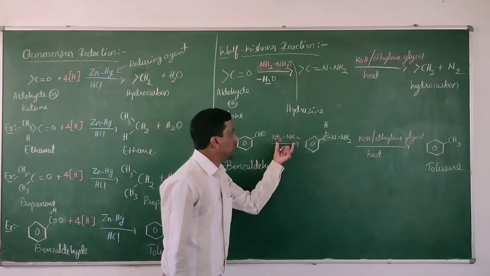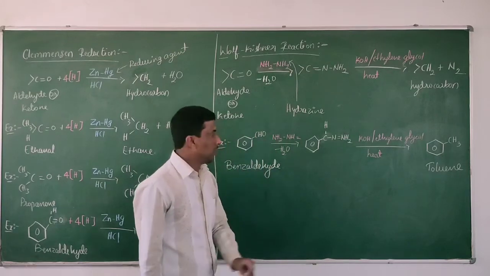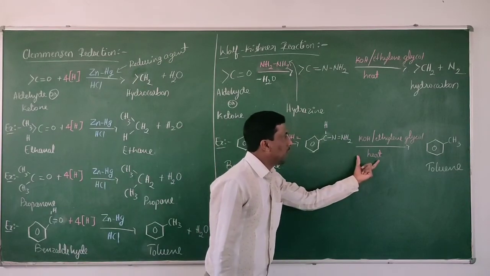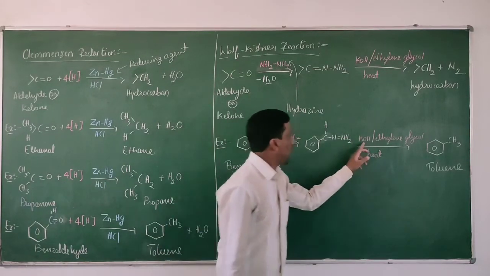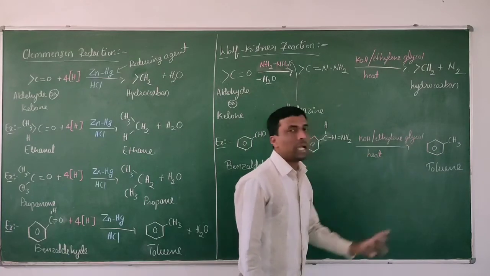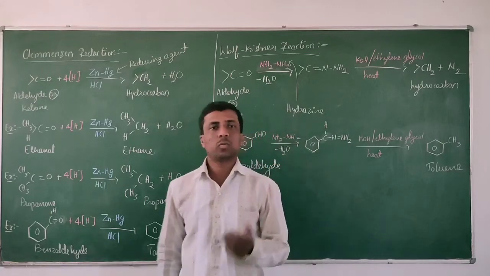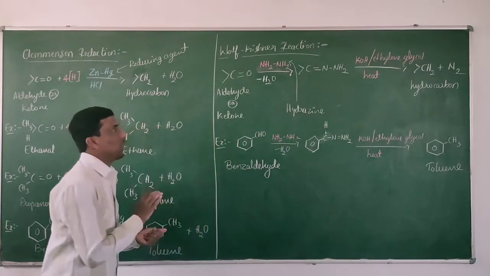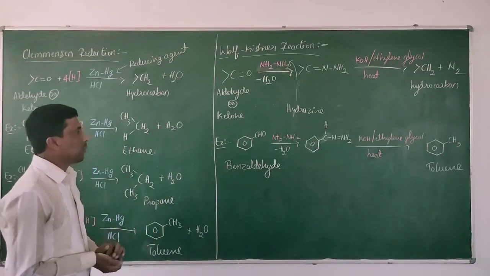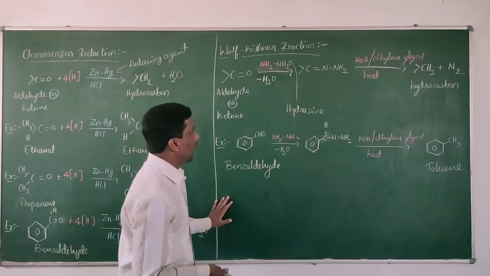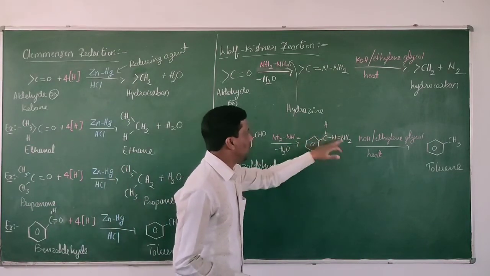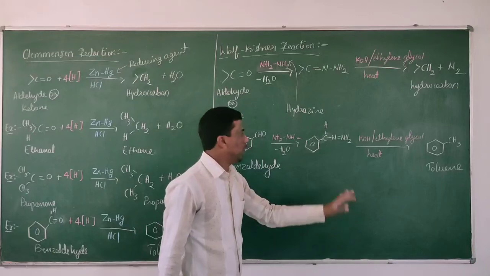Benzaldehyde is treated with hydrazine followed by heating with potassium hydroxide in ethylene glycol. Toluene is formed. This is the Wolff-Kishner reaction. Okay?